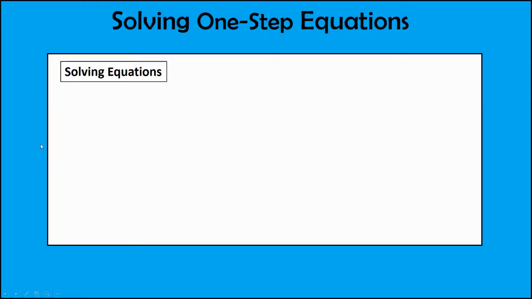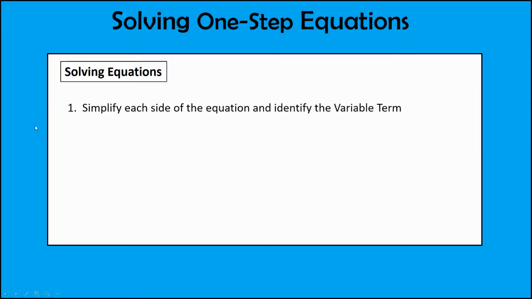Okay, we're going to use these properties to help us solve these one-step equations. When we solve one-step equations, I have a simple process that I go through. I've been doing this for years, and this is the best way I know to explain it to you. The first step is to always simplify each side of the equation and identify the variable term. What I mean by that is we want to add like terms. We want to distribute if necessary. We want to simplify before we dive in and just start adding things to both sides or multiplying and whatnot.